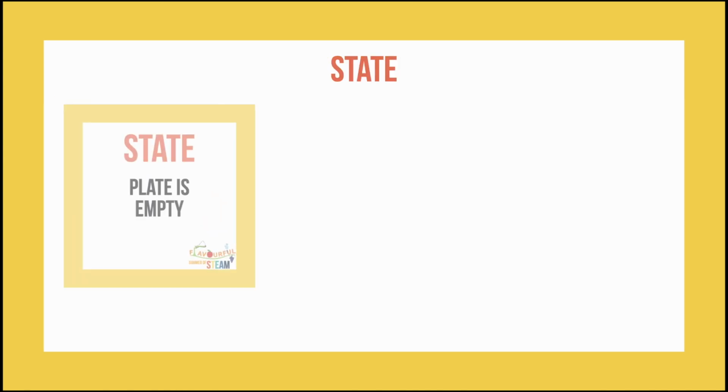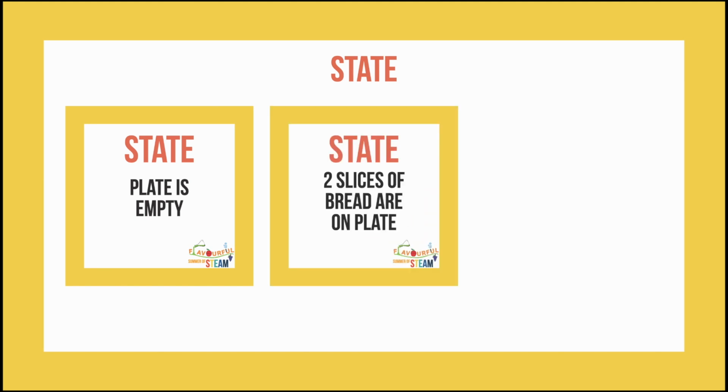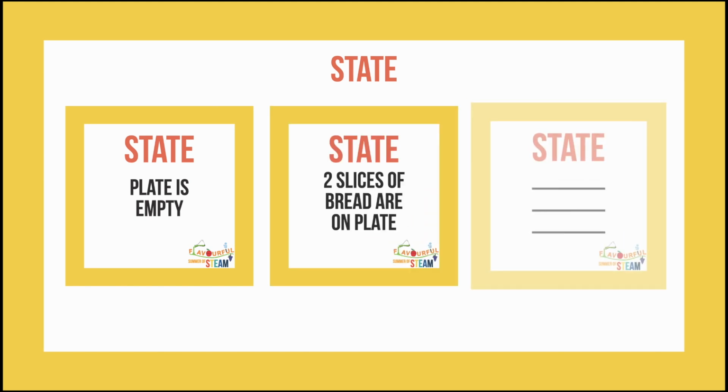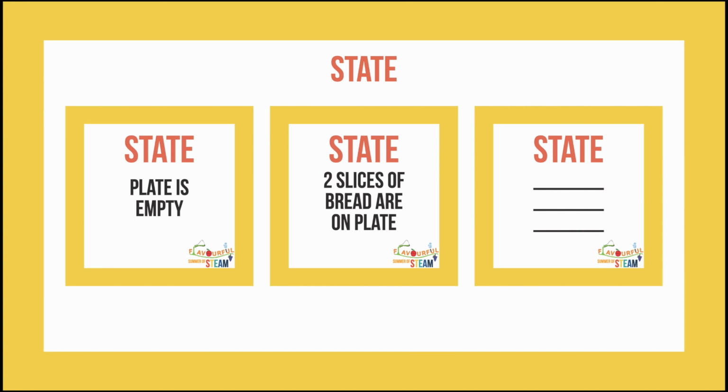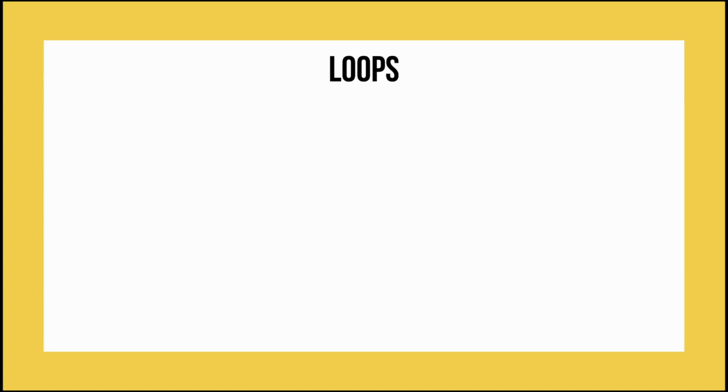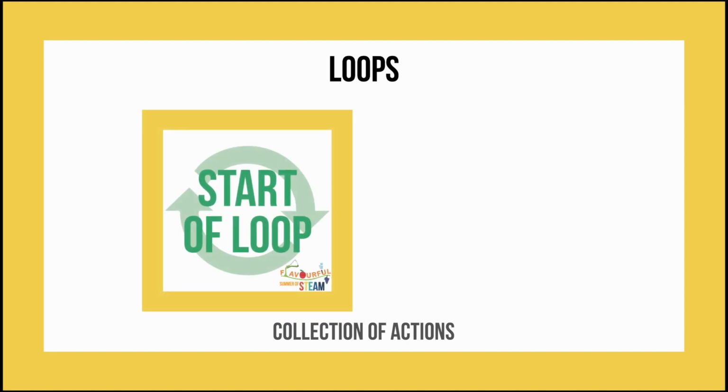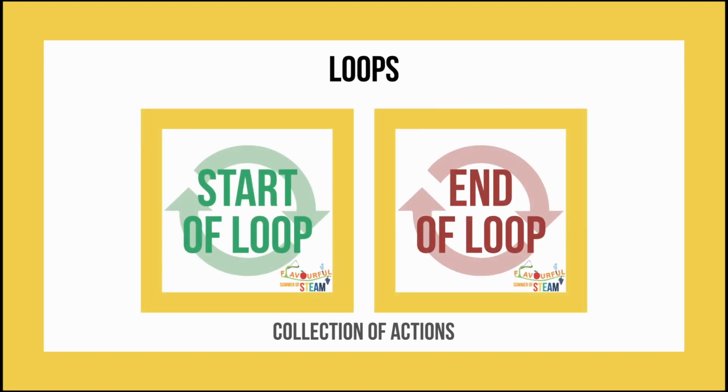Then we have the states. Maybe we are looking to see if the plate is empty. Maybe we are looking for there to be 2 slices of bread on the plate. Finally, we have a card that you can fill in with the state of your choice. States are the ways we describe the current situation. Next up, we have loops. Loops are a collection of actions. A loop starts with this start loop card and ends with the end loop card.